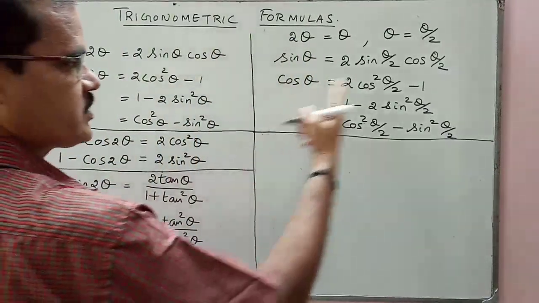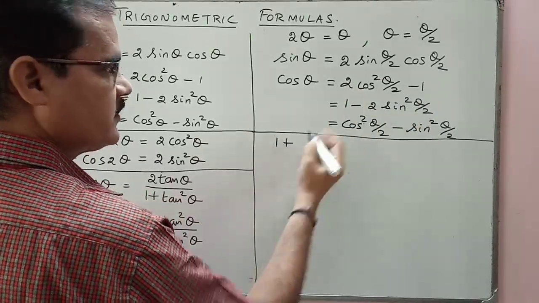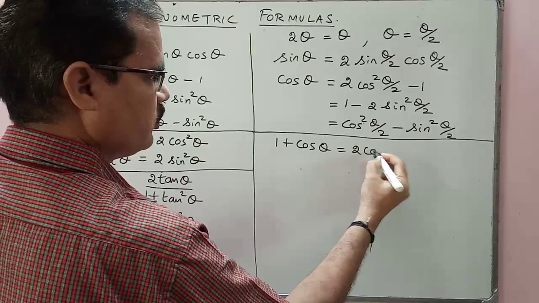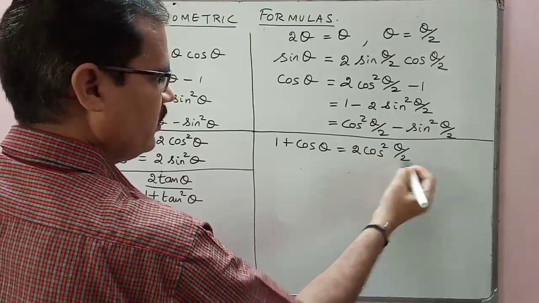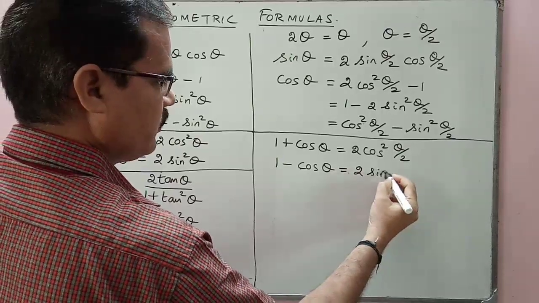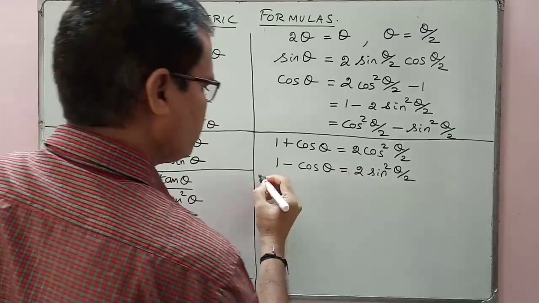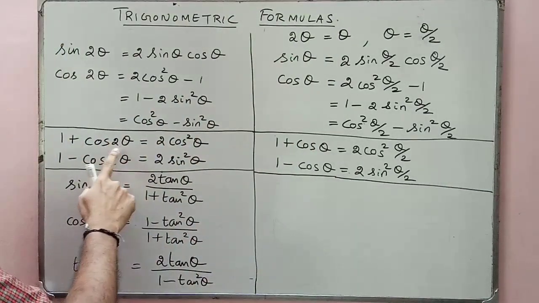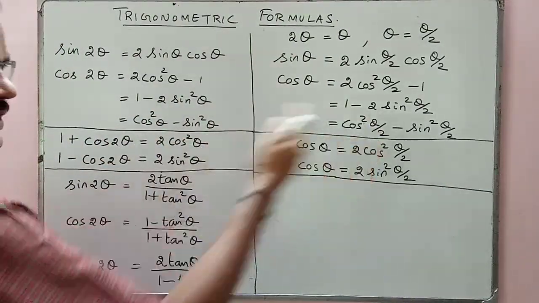Similarly, then go for the next one. From this we can write 1 plus cos theta equals 2 cos square theta by 2. These two formulas are very important. 1 minus cos theta equals 2 sin square theta by 2. These formulas are very much helpful in 12th standard. So 2 theta is replaced by theta, theta is replaced by theta by 2.